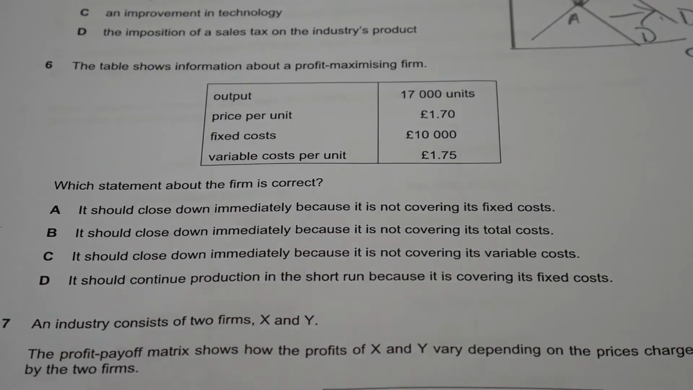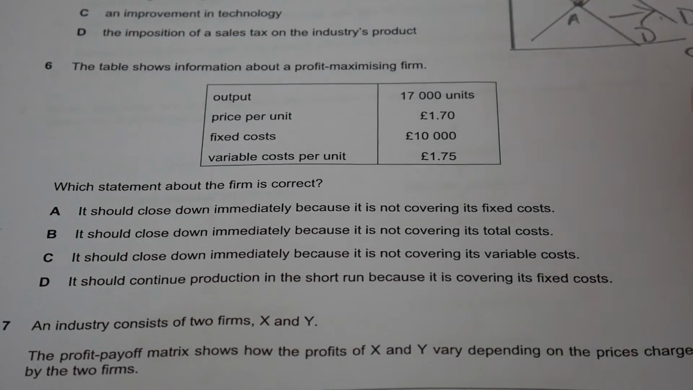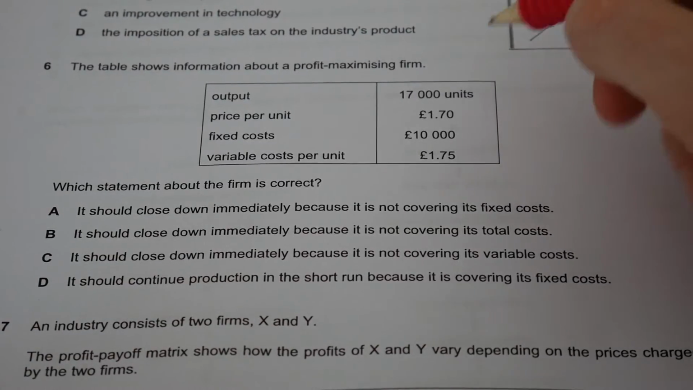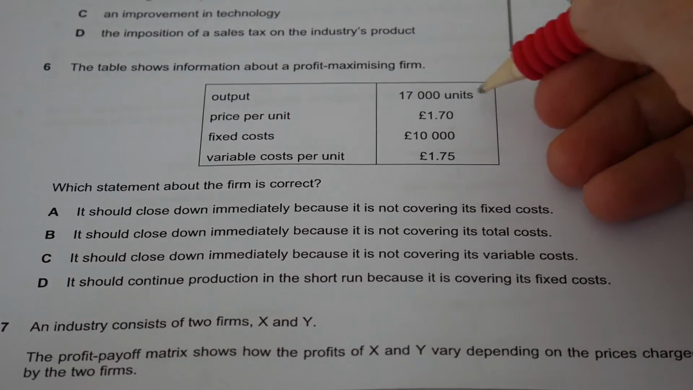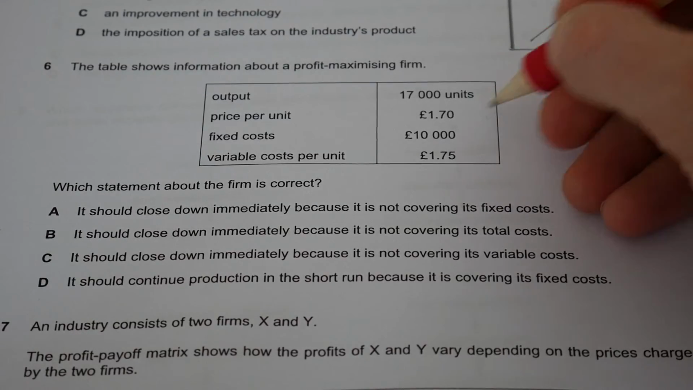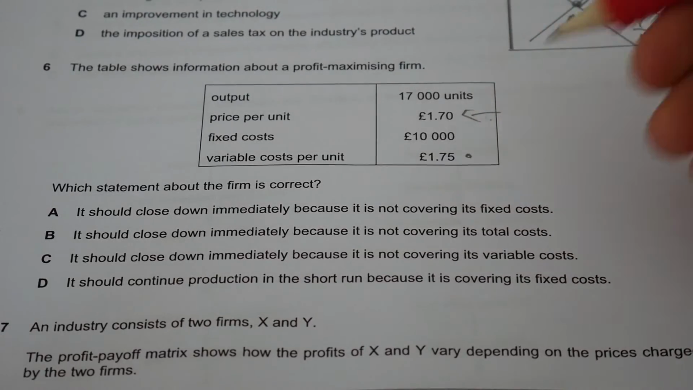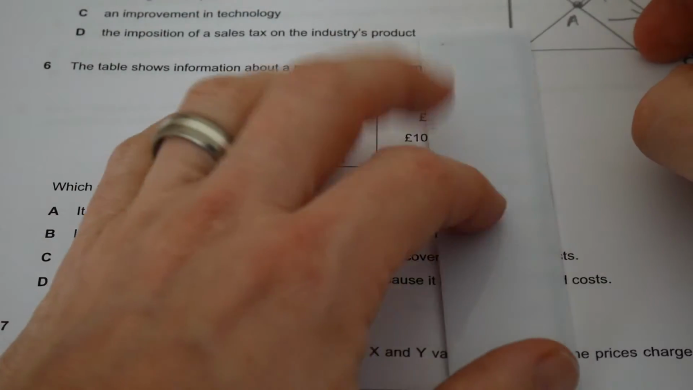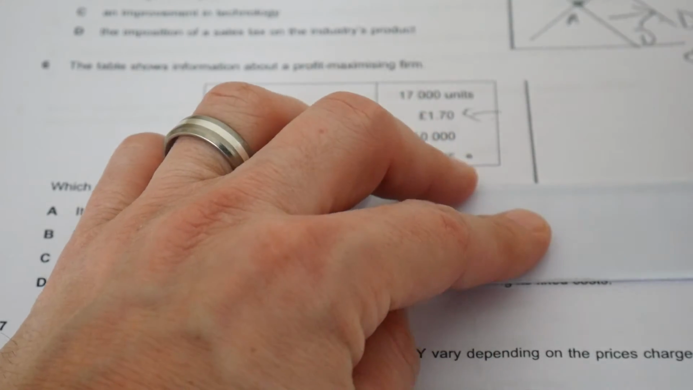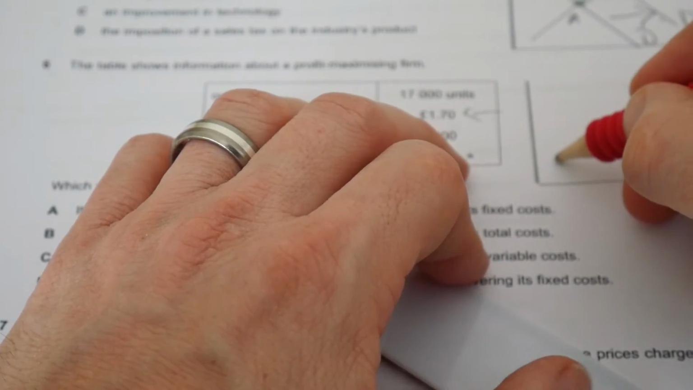So the table shows information about a profit maximizing firm. Okay, so we can see outputs, we can see fixed cost, but most crucially for this question, we can see the price per unit and the variable costs per unit. So the price is below the variable cost here. That is significant, of course. So if you can remember the shutdown rule off the top of your head, well done. But let's just have a little look at how this can look on a diagram.